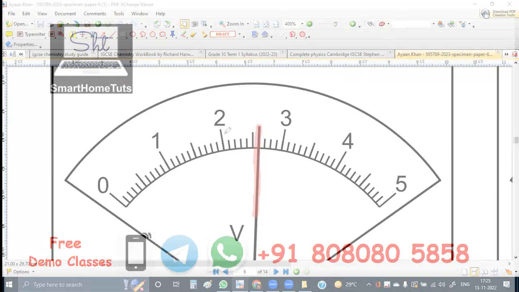You just count how many steps are from year to year. 1, 2, 3, 4, 5, 6, 7, 8, 9, 10. It is coming on the sixth step, so this reading is going to be 2.6 volts.